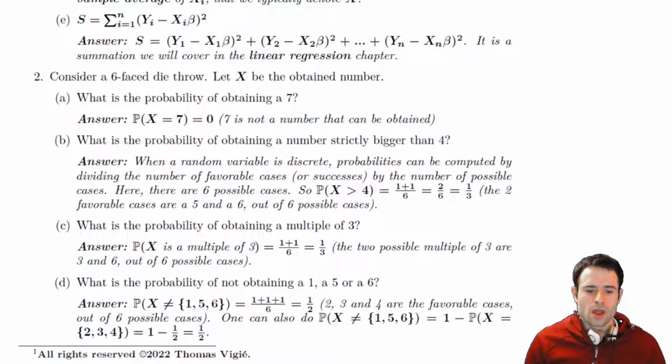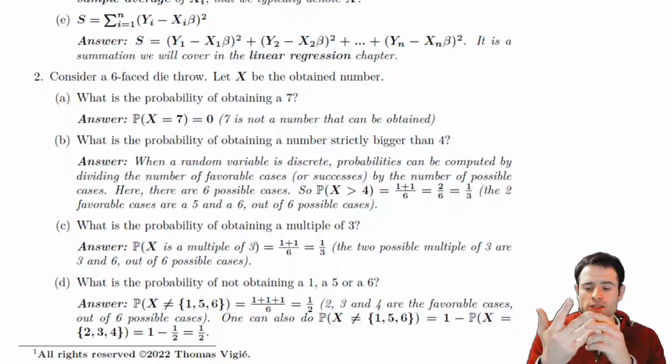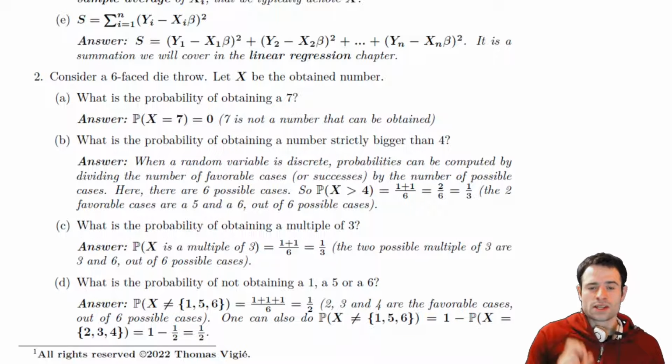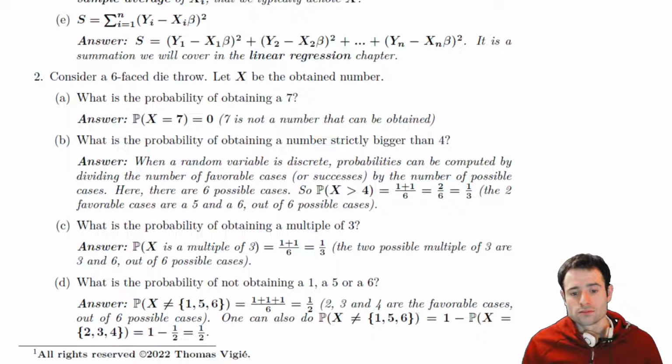Now, what is the probability of not obtaining a 1, a 5, or a 6? In this case, we are looking at the cases where x is not 1, not 5, not 6. Well, 2 is a success, 3 is a success, and 4 is also a success. But 5 and 6 are not, and 1 is not either. So 3 numbers will represent a success out of, again, 6 possible outcomes. The probability will then be 1 over 2.